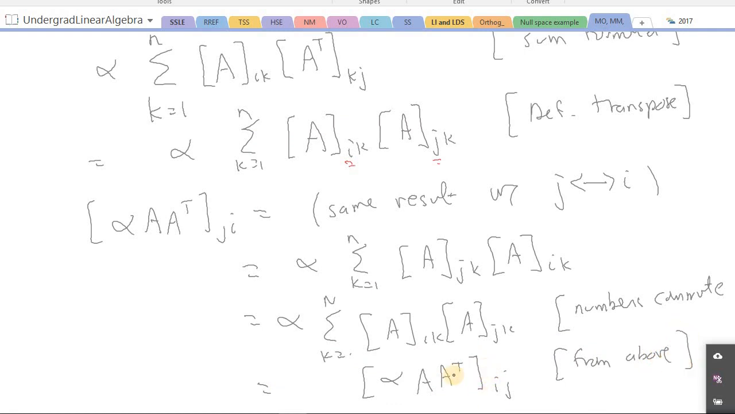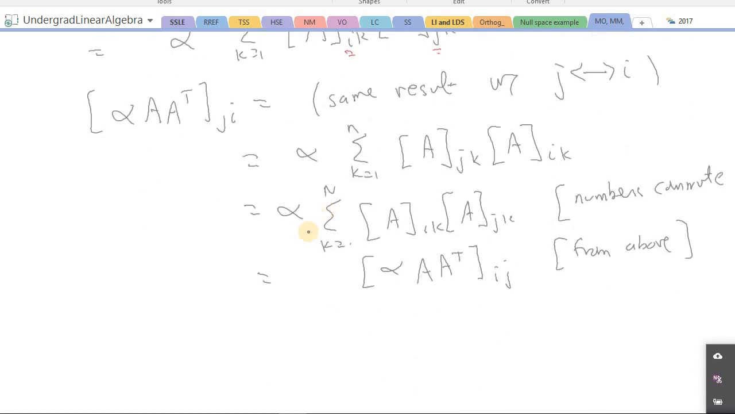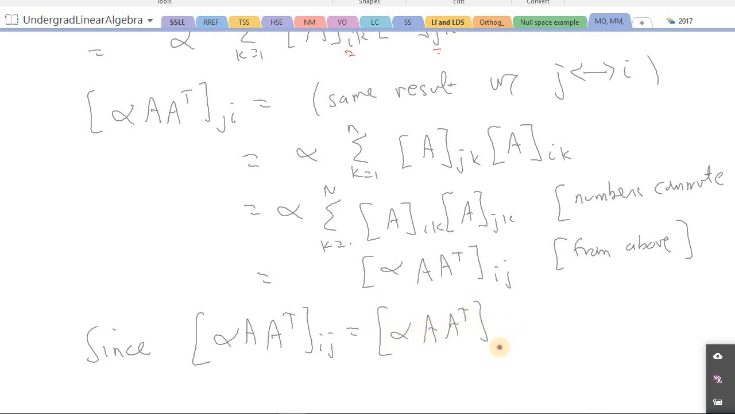Right? Since I showed that alpha AA transpose ji equals alpha AA transpose ij, this implies that alpha AA transpose is symmetric. Okay, so I'll just reiterate that. It's not really necessary to reiterate that, but just to make it very clear what I'm doing. Alpha AA transpose ij equals alpha AA transpose ji for all i and j. That implies that alpha AA transpose is symmetric.